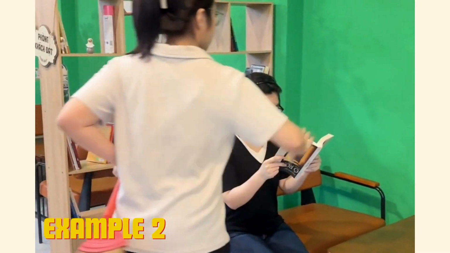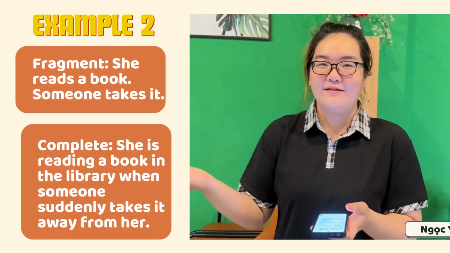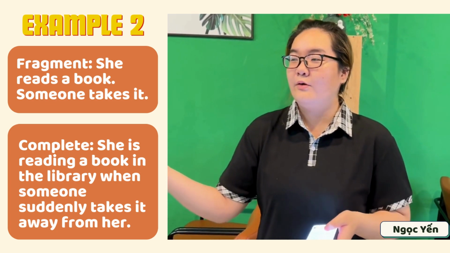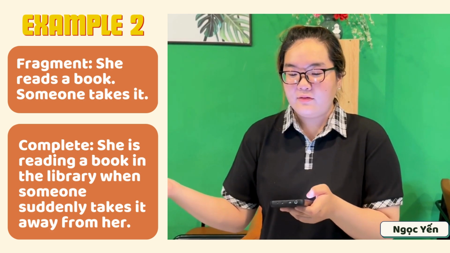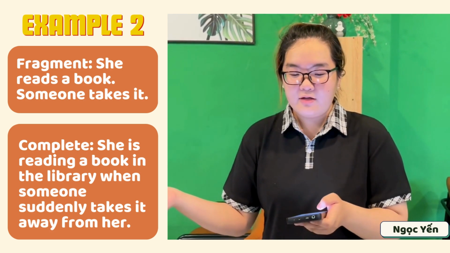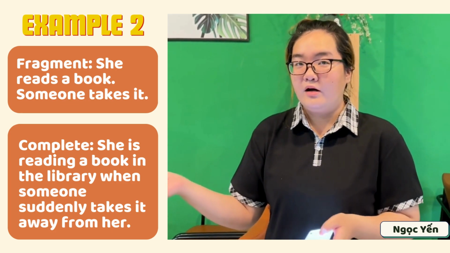Here is the example. Can you see it? Here is the fragment: she read a book, and someone takes it. And you will complete the sentence: she is reading a book in the library when someone suddenly takes it away from her.